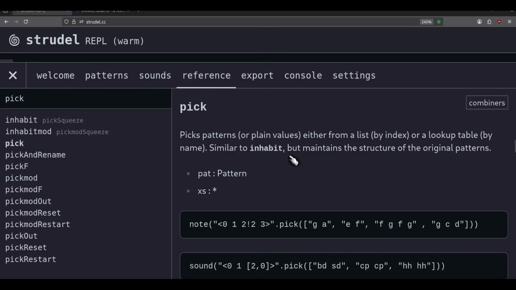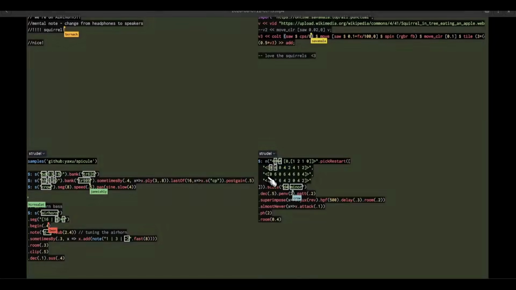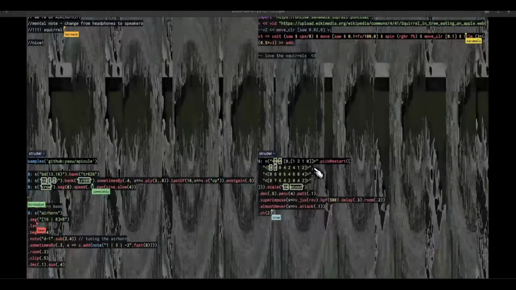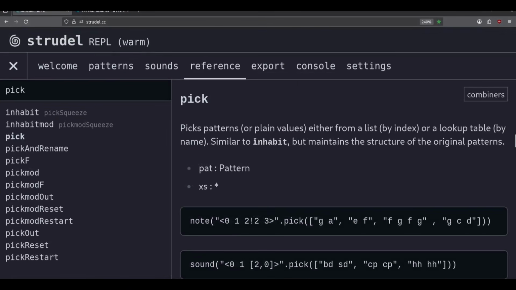Picks patterns or plain values either from a list by index or a lookup table by name, similar to inhabit, but maintains the structure of the original patterns. Let's go back to the source code and see how it's being used. pickRestart. So we give it an array of pattern objects. I'm actually not sure that I understand this one.